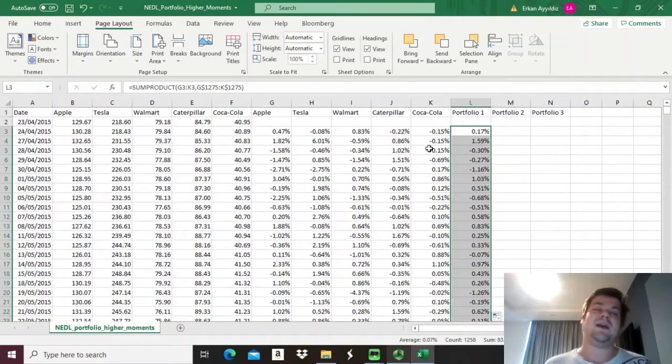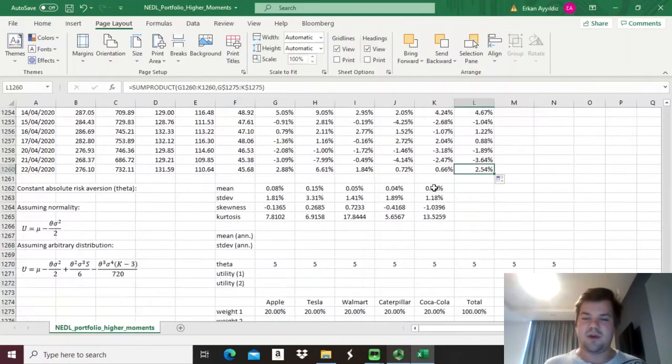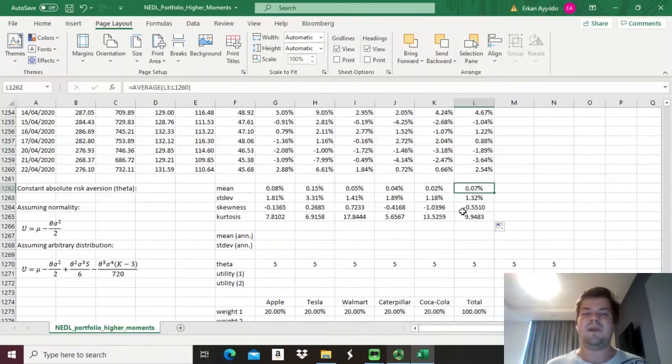And in exactly the same way that we have calculated and considered the statistical moments and the properties of the return distributions of all 5 stocks, we can also apply the same logic to any portfolio with any possible selection of weights. So in that case, we can just drag those 4 formulas to the right and get mean, standard deviation, skewness, and kurtosis of this particular portfolio.